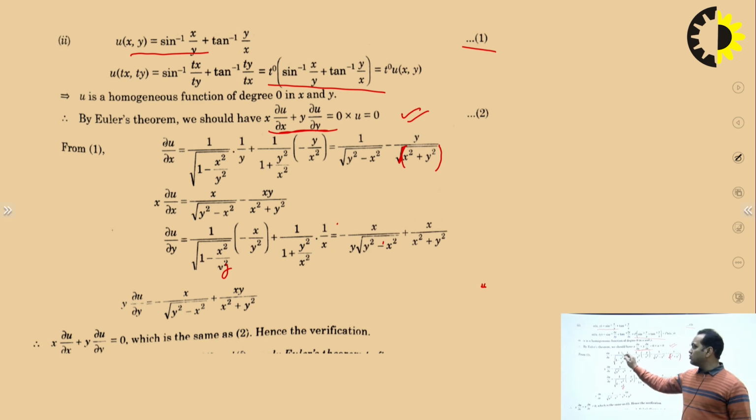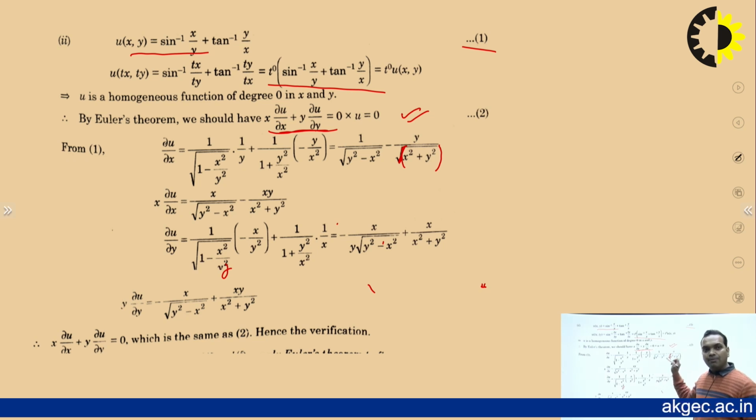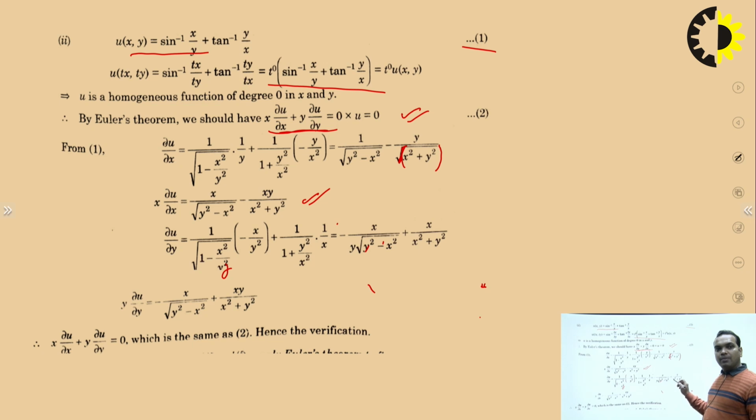From equation 1, ∂u/∂x = 1/√(1 − x²/y²) · (1/y) + 1/(1 + y²/x²) · (−y/x²) = 1/√(y² − x²) − y/(x² + y²). So it implies x ∂u/∂x = x/√(y² − x²) − xy/(x² + y²). Similarly, we find the partial derivative with respect to y. We get ∂u/∂y = −x/(y√(y² − x²)) + x/(x² + y²).